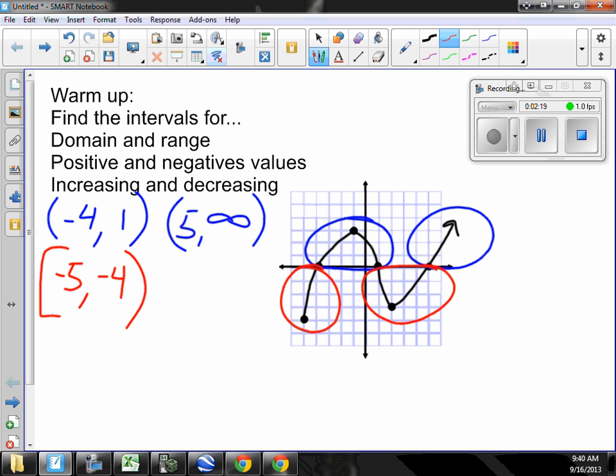And then the last one is from here to here. So from 1 to 4, and neither of those points are included. Oh, is it 5? Sorry. From 1 to 5. And neither of those points are included.